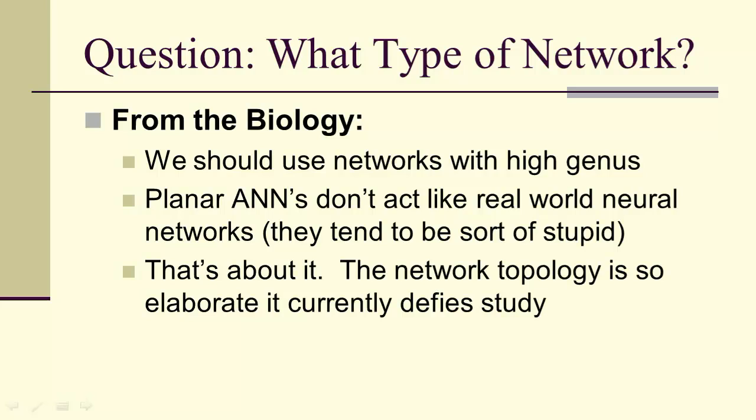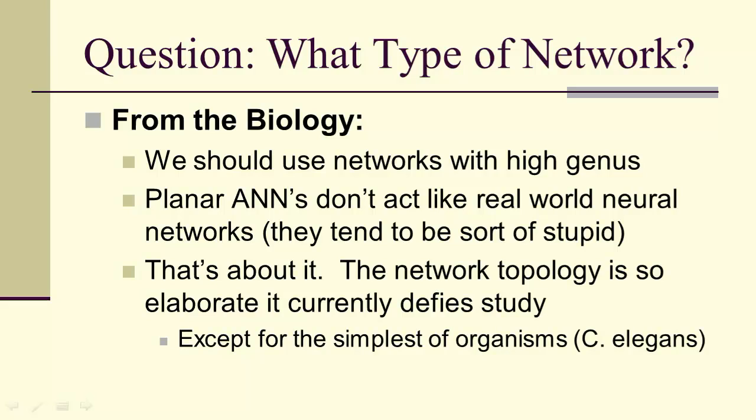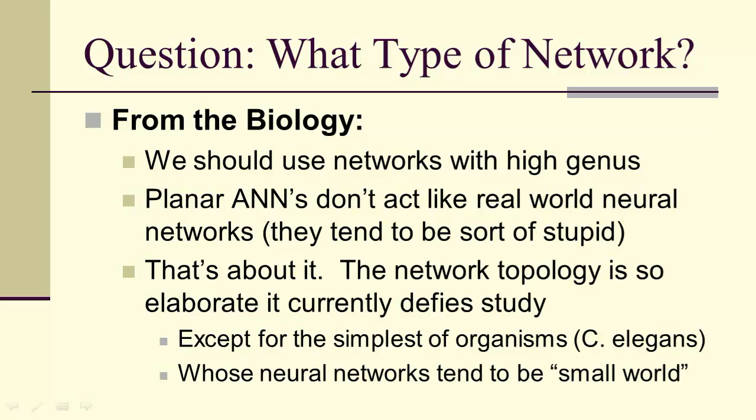The network topology in anything but the simplest organism is so elaborate, we currently can't even study it. It's so difficult to classify. We do study it in a very large sense as an organ. We study the brain and parts of the brain. But the actual topology with neurons forming vertices of this elaborate network, it's beyond us right now. Except, of course, there are some very simple organisms, like C. elegans, where we can actually look at that network topology. And it's interesting to note that we find that C. elegans' neural network tends to be small world.